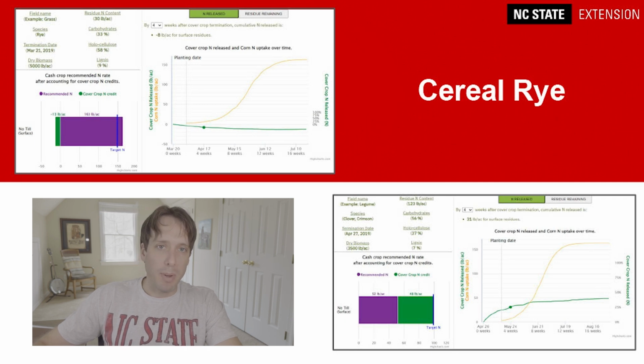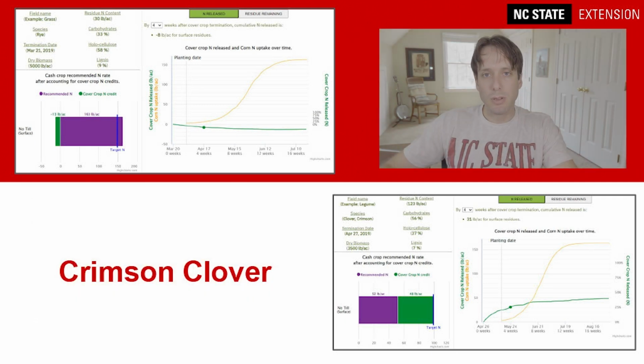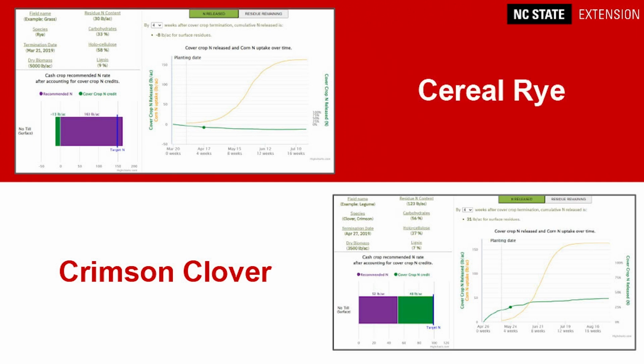Bottom one in this example is crimson clover, a lower C:N ratio cover crop. It's calculating that we'll experience nitrogen mineralization and see a nitrogen credit of 48 pounds per acre that is contributing to our next cash crop's nitrogen demand.